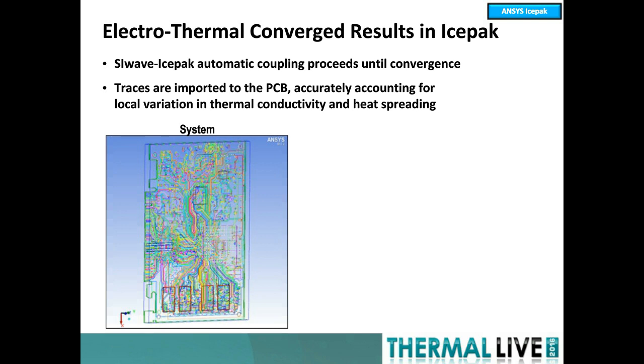So why is it important to import the traces into the printed circuit board? The key here is to account for local variation in thermal conductivity and heat spreading. So importing these traces allows you to account for heat flow paths in copper traces that you cannot account for if you don't include the trace geometry in your analysis.